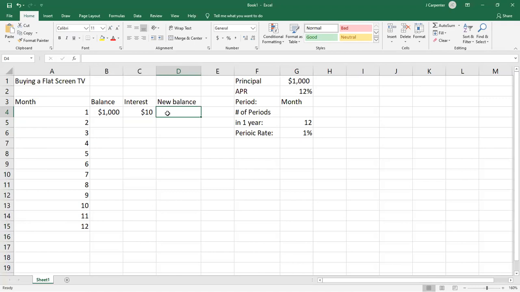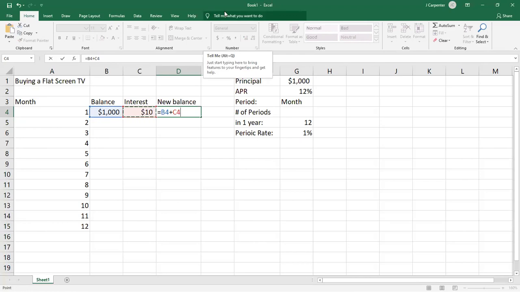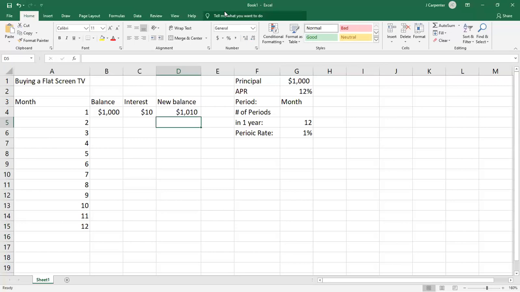New balance. The new balance is the sum of the balance and the interest. So this is just equals, and we'll be adding these two cells. So the balance plus the interest. And then when I hit enter, we get $1,010, which makes sense. Okay. Next up, we are supposed to link this to this, because our new balance at the end of the first month is the balance at the beginning of the second month. So this should be 1,010.